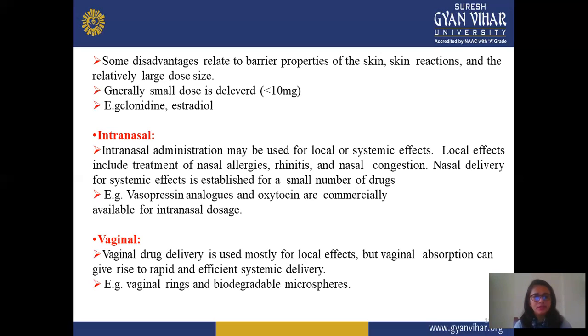Next is vaginal. Vaginal drug delivery is mostly used for local effect, but vaginal absorption can also be utilized for more efficient systemic delivery. Examples are the vaginal ring and biodegradable microspheres. These are also used for long-term or controlled-release effect. In the vaginal route, absorption is also fast and rapid efficacy is observed. Examples mainly include rings and biodegradable microspheres.